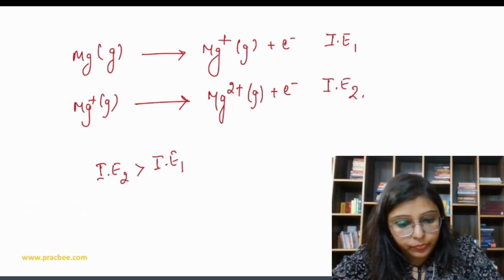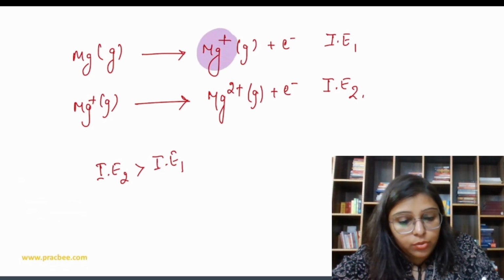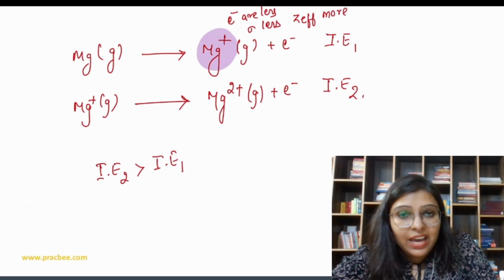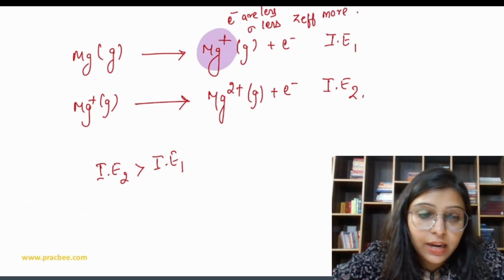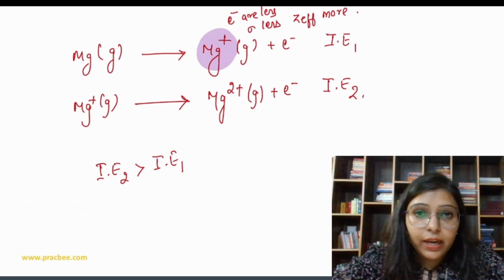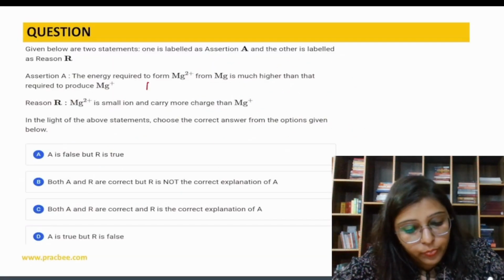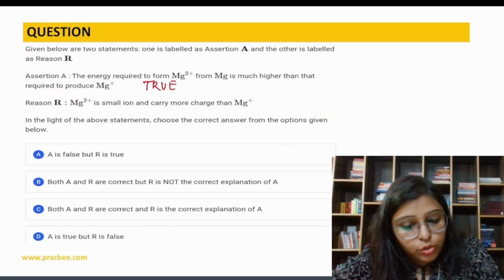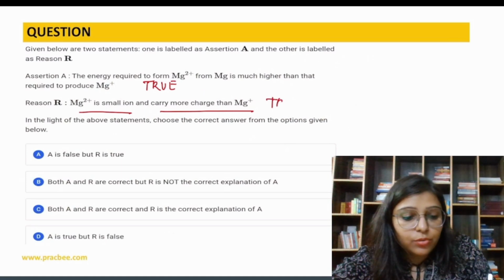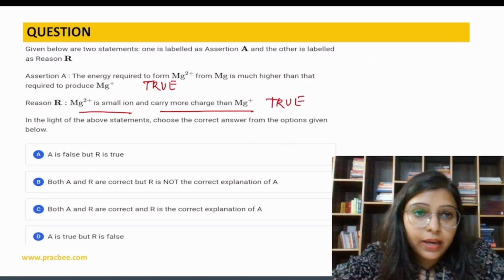Why? See, due to the presence of positive charge, electrons are less, and if electrons are less, sigma is less, and if sigma is less, Z effective is more. If we have more Z effective, then the energy required to remove the electron is going to be more, right? So that statement is true. Now, Mg2+ is a small ion and carries more charge than Mg+. This is also true. Why is Mg2+ a small ion?